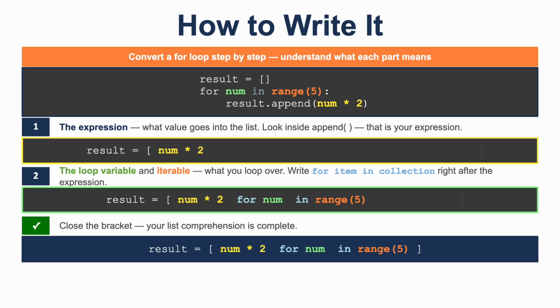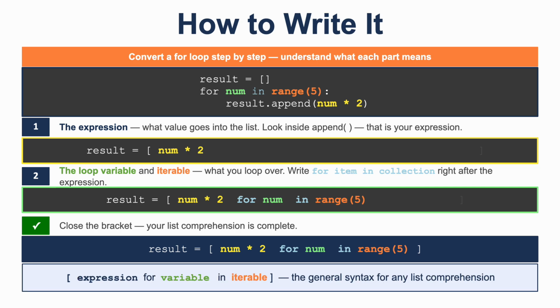Step 2 is the loop variable and the iterable. After the expression, you write for, then your loop variable, then in, then whatever you are looping over. Here, that is for number in range of 5. This is identical to your for loop header, just moved inside the brackets right after the expression. Think of it as a sentence: what you want for each item in this collection. That is the whole pattern. Every list comprehension you will ever write follows this exact order.